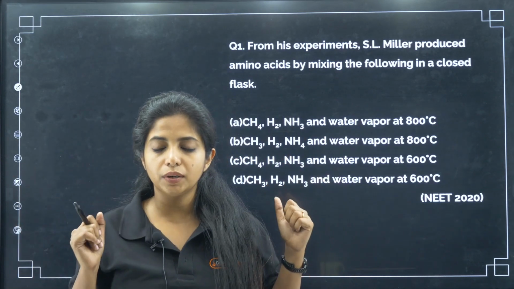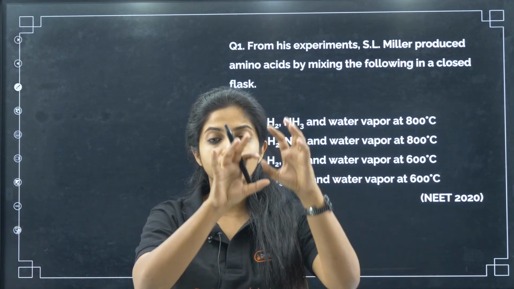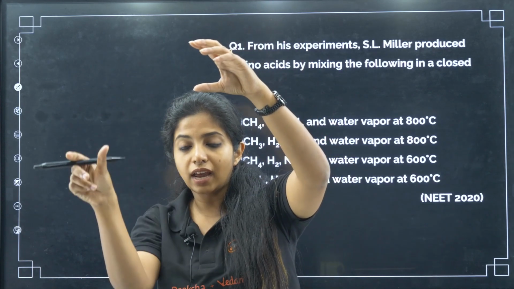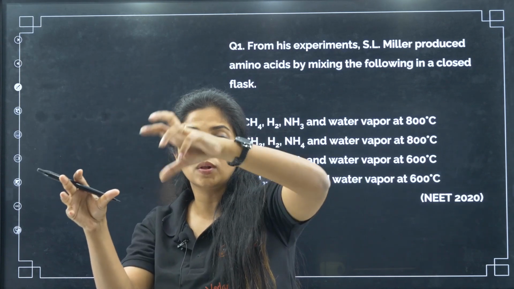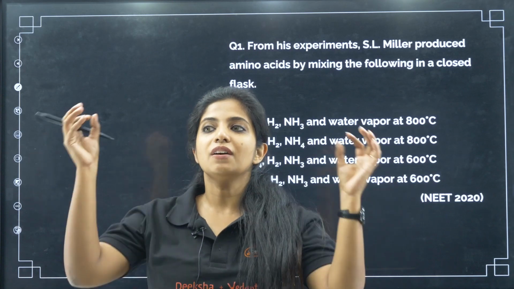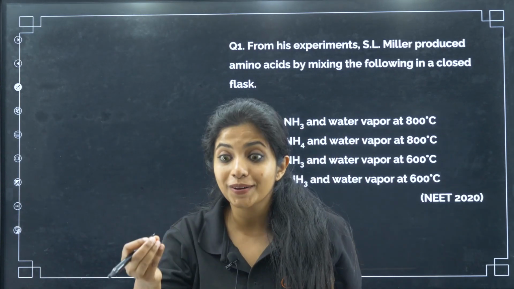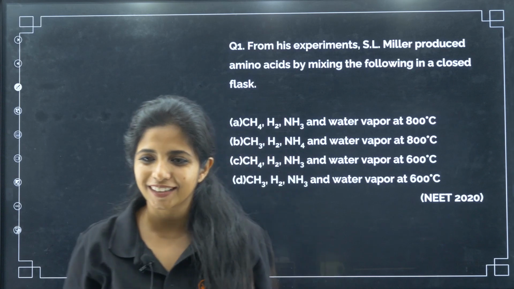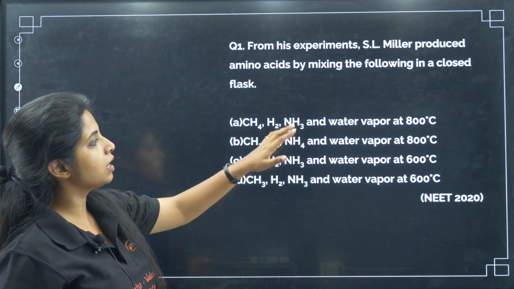So basically what he did was he put a chamber, he put water for boiling, and the water boiled and sent the water vapors into another chamber attached to this one. This water vapor went until the position where all the gases were there. These gases along with water vapor, in the reducing environment with a high amount of temperature, basically settled down to form amino acids, the organic compounds. Okay, so what all was it? It was methane, hydrogen, ammonia and water vapor.